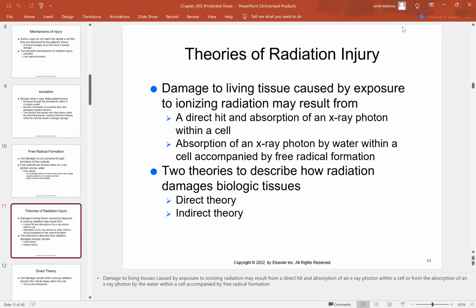Theories of radiation injury. Damage to living tissue caused by exposure to ionizing radiation may result from a direct hit and absorption of an X-ray photon within a cell, or absorption of an X-ray photon by water within a cell accompanied by free radical formation. Two theories to describe how radiation damages biological tissue include direct and indirect theory.